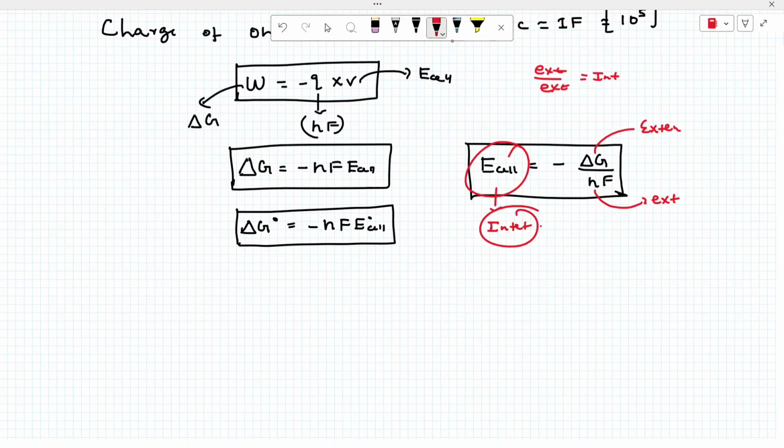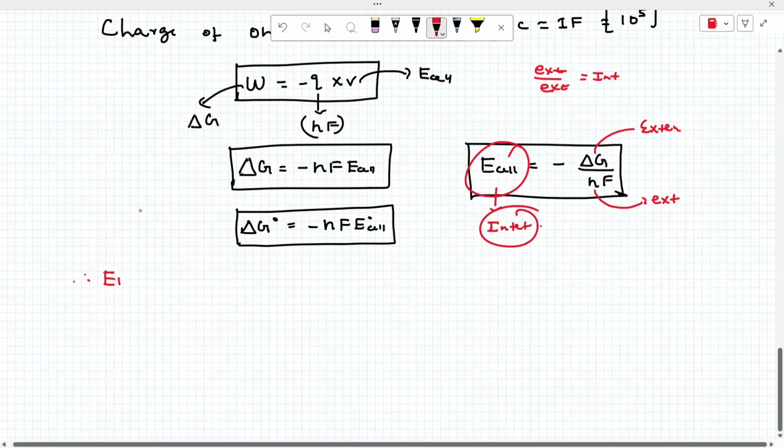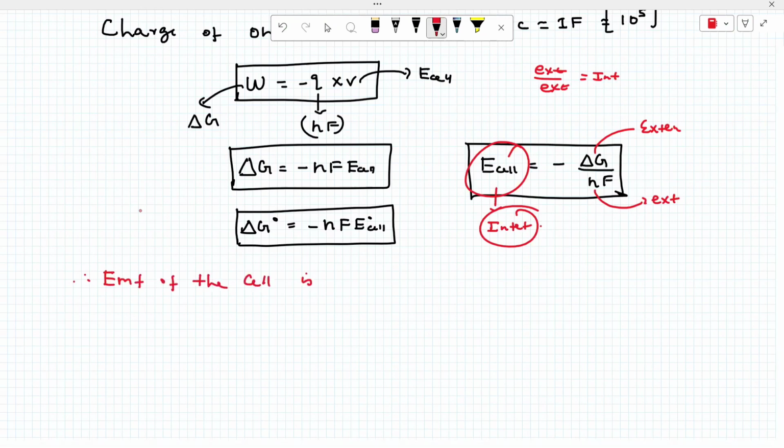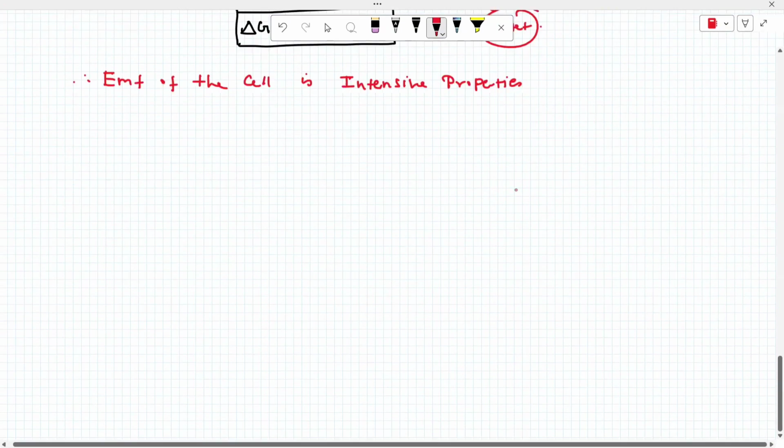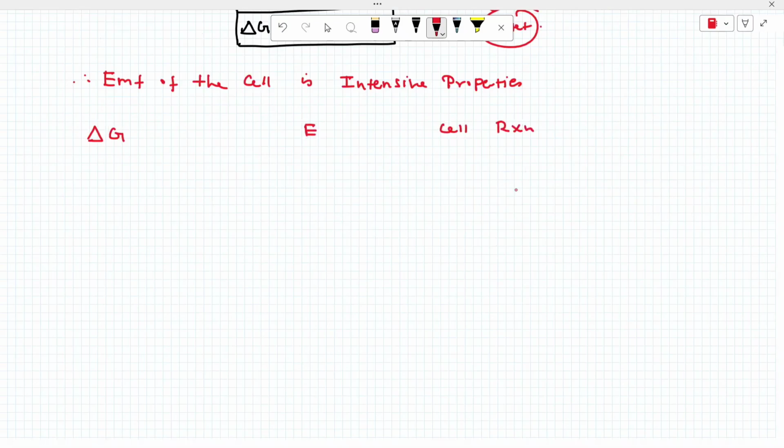Finally, what is the final discussion? The EMF of the cell is an intensive property. Please know, very important. Note it down. Delta G and E value of the cell reaction. Now what is the formula we have? Delta G is equal to minus nF E cell. Is that the formula?